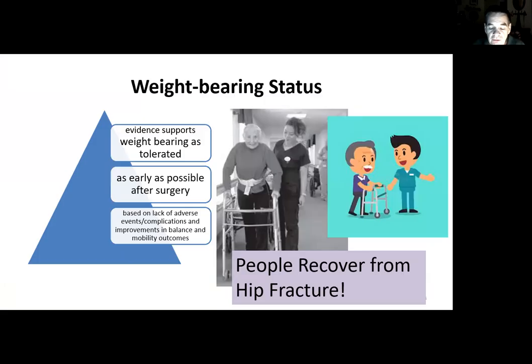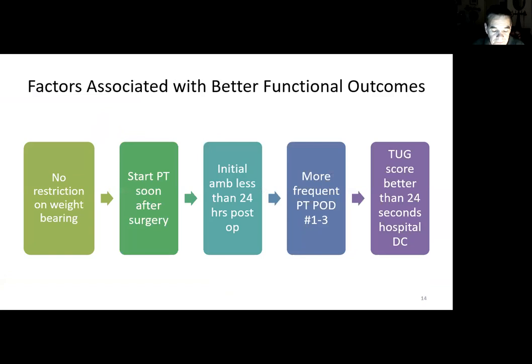Overwhelming evidence supported weight bearing as tolerated as early as possible after surgery, preferably within 24 hours, to mitigate the increased risks of mortality and morbidity. With advances in surgical stabilization of hip fractures and based on a low incidence of adverse events and complications resulting from early weight bearing and early mobilization, we can safely provide interventions that optimize functional outcomes.